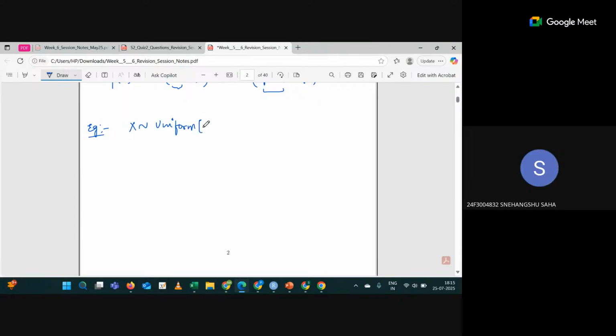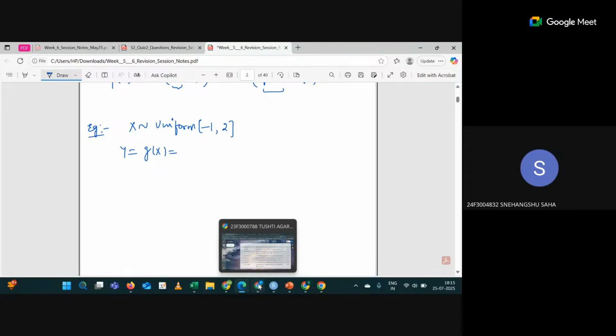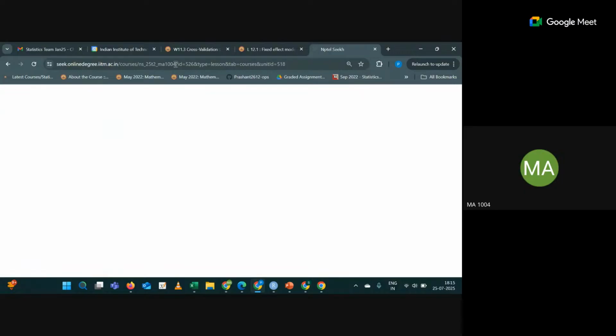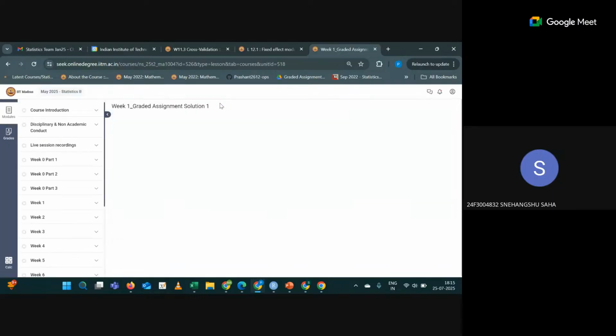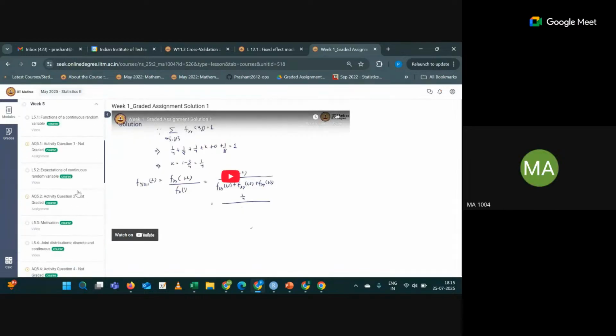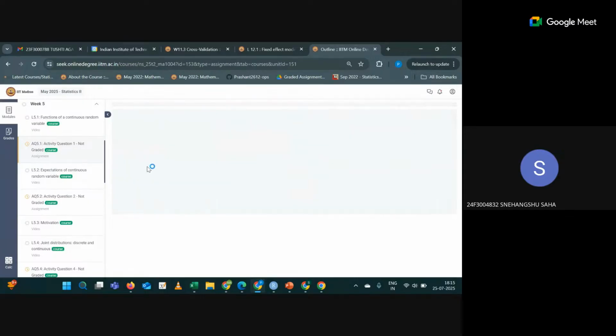Sir, I have a small request. There is an easy example in activity question number 1. Would you take that example? Which activity question? Fifth week activity question number 1. It would be simple. Then you're not able to do it? No, I am not able to do it. Something strange is occurring. No, it is not matching with the answer. Which question? First question, activity 1, question number 1.